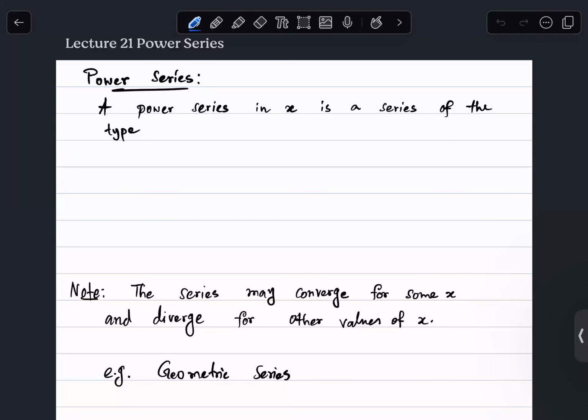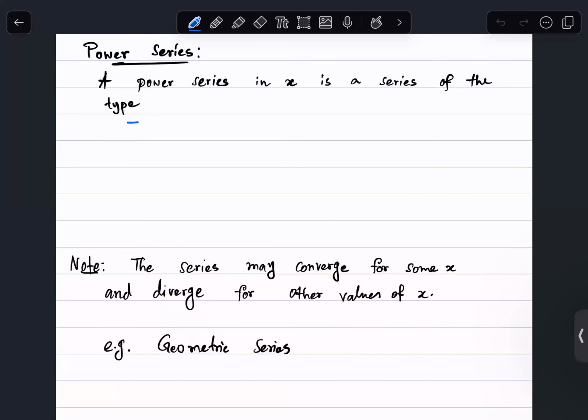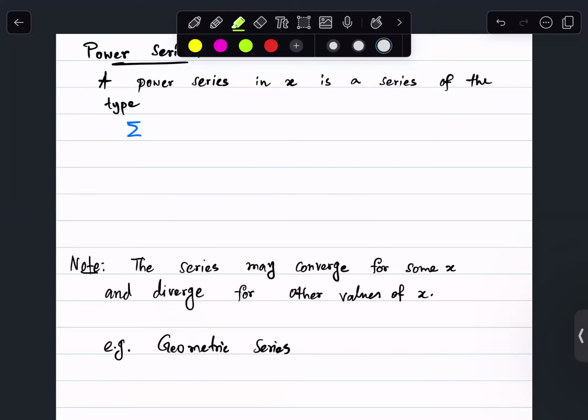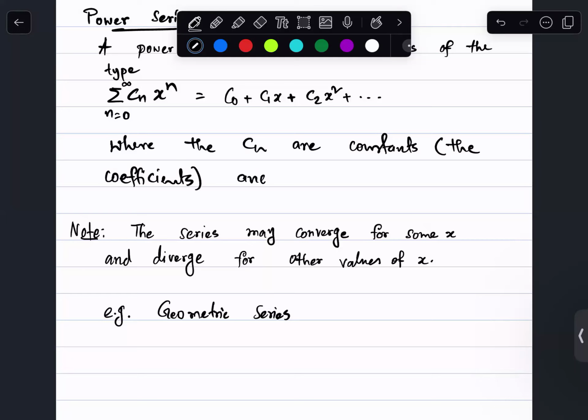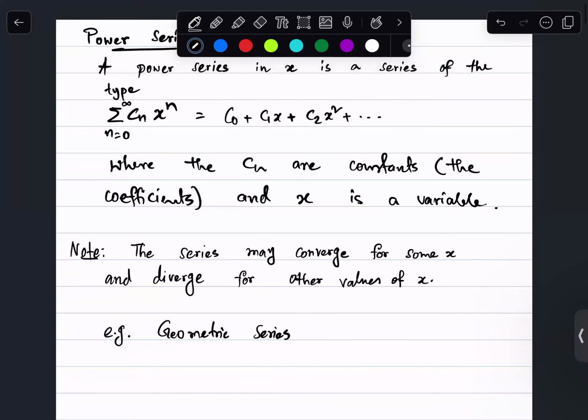So a power series in x is a series of the type summation Cn x to the n, where n starts from 0 and goes to infinity, which is nothing but C0 plus C1x plus C2x squared plus so on, where the Cn's are constants, which are also called the coefficients, and x is a variable. So a typical power series looks like this.